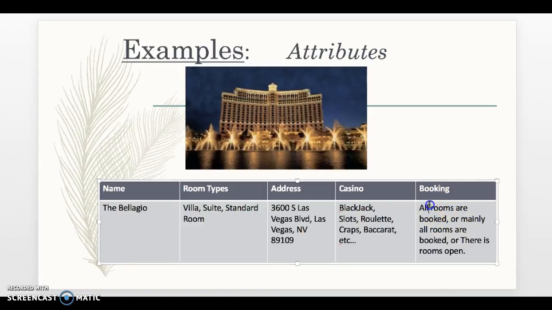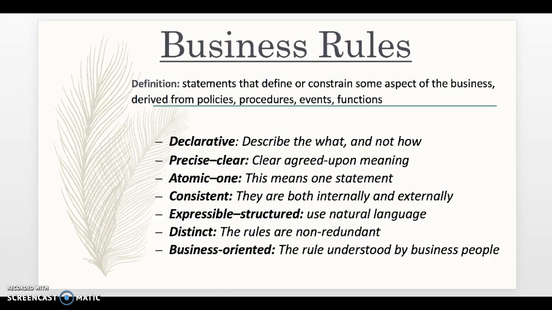So if you're trying to book a room, depending on what time of year it is, you can calculate whether the rooms are going to be booked or not. So moving on to business rules. Business rules are statements that define or constrain some aspects of a business: policies, procedures, events, functions.